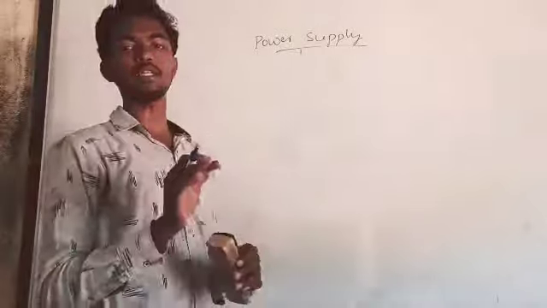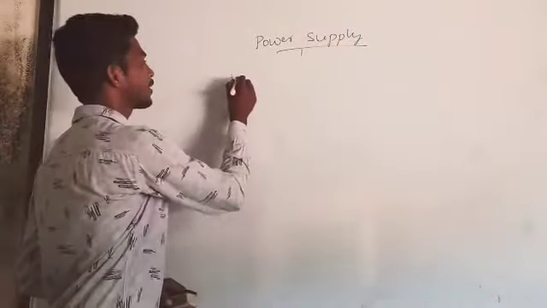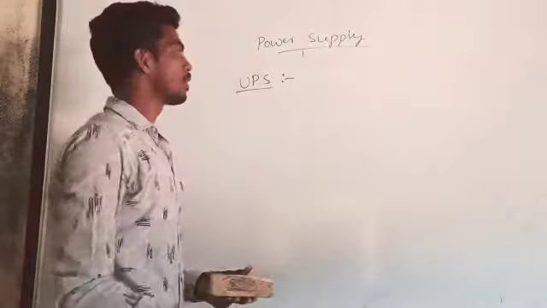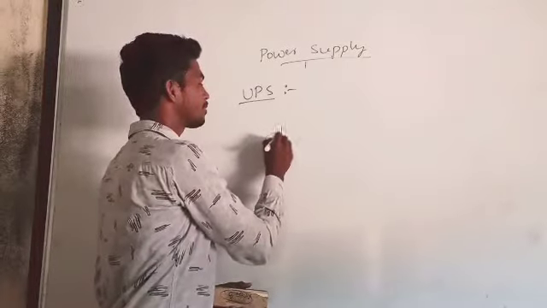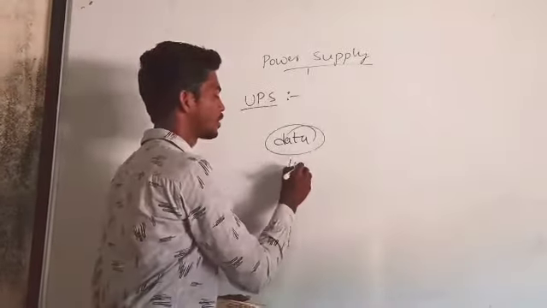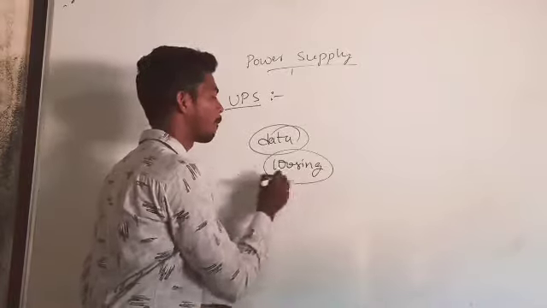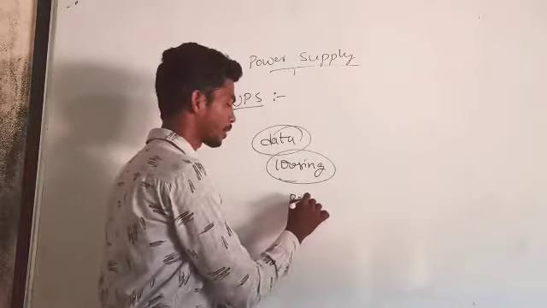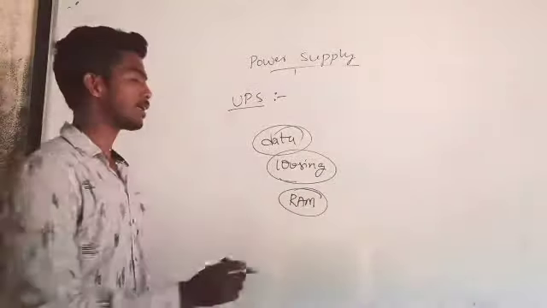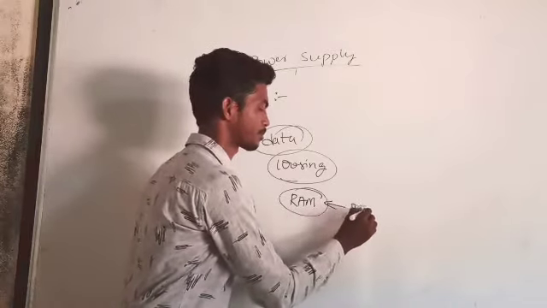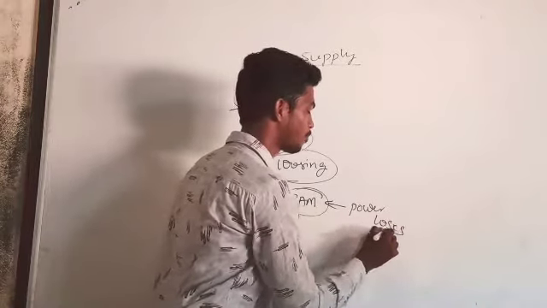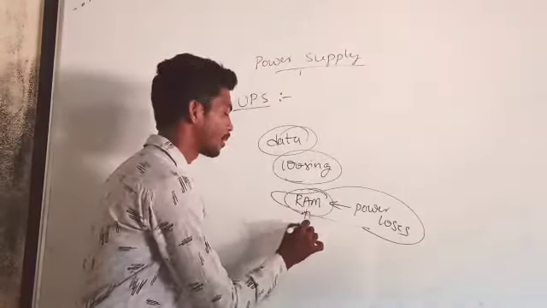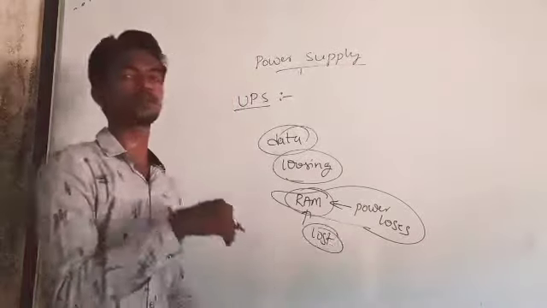SMPS is only used to convert AC current to DC current. When there is no power, or during power loss, it may cause a loss of data. Losing data is caused by the power loss, because some memories like RAM will not work during a power loss. At the time of power loss, the RAM will not work, and the data in the RAM will be lost if the power goes off.